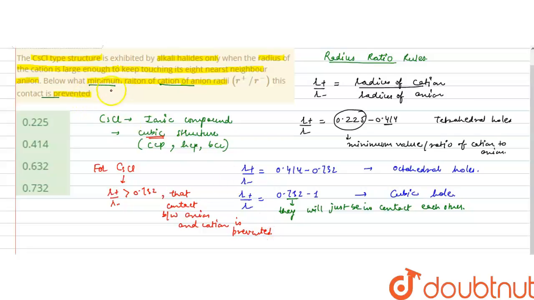It means below what minimum ratio? So the minimum ratio would be 0.732. Below 0.732, this contact between the cation and anion is prevented.